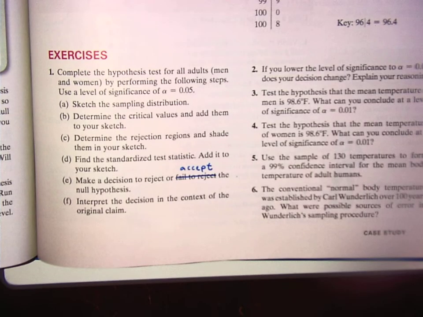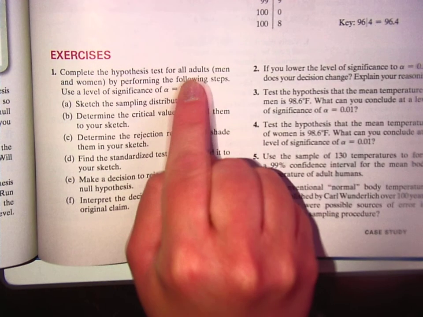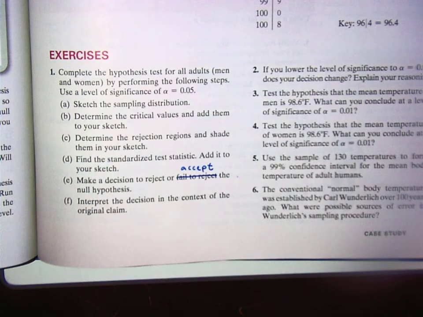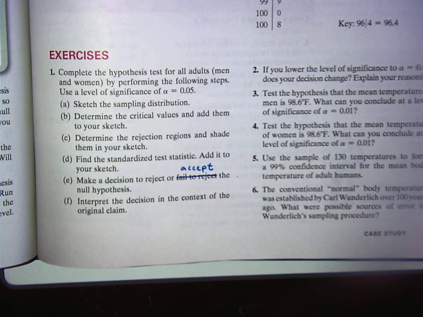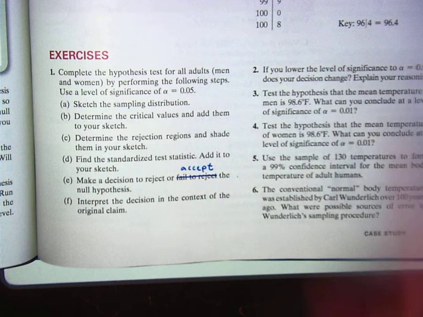So the first question says that you're supposed to complete a hypothesis test for all adults, that includes men and women, by performing the following steps, and then you're going to change it on number 2 to a level of significance of 0.01. And see how that changes it. And then you're going to look specifically at women and specifically at men's temperatures.